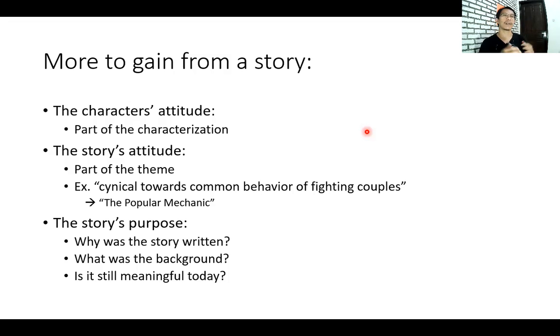And the third one is combining it to know the purpose of this story. What is the story for? And why was it written? And what was the background of the story, like I mentioned to you earlier, and whether it is still meaningful today. Well, that's all, everyone. I hope with this you can try to do the same with the short story that I will now give you on Microsoft Teams.